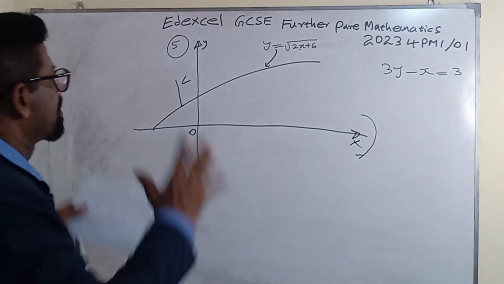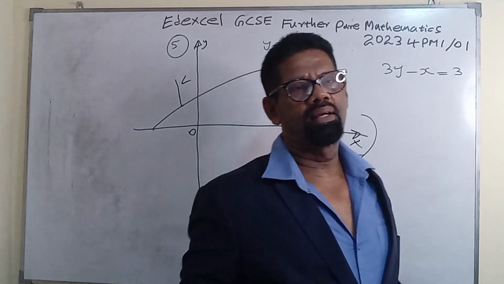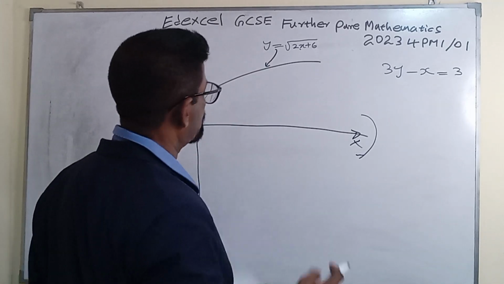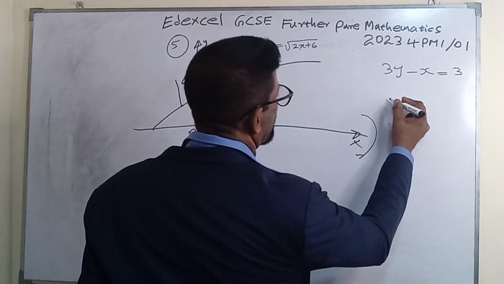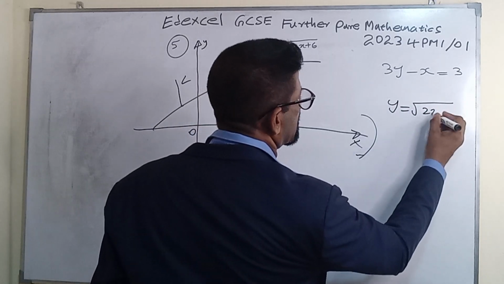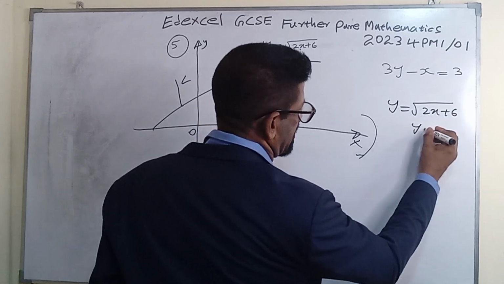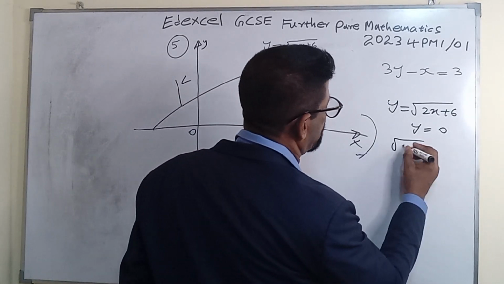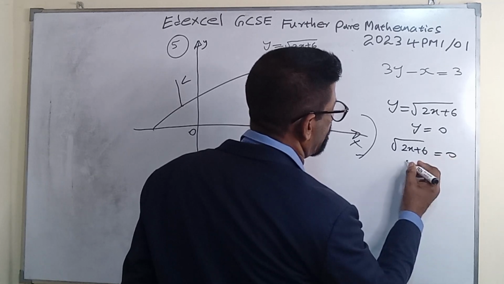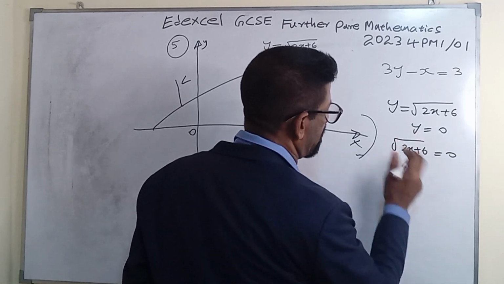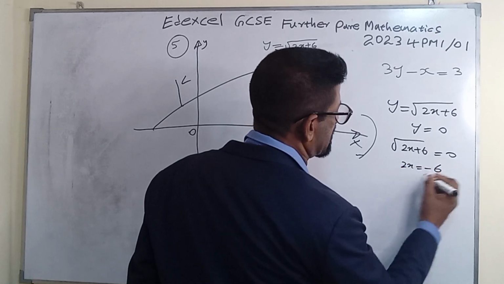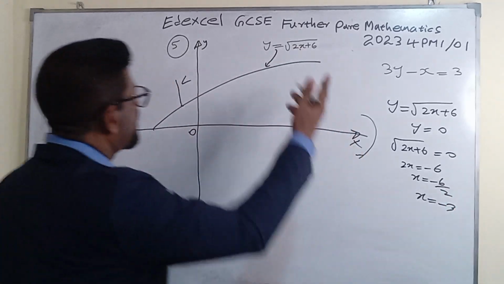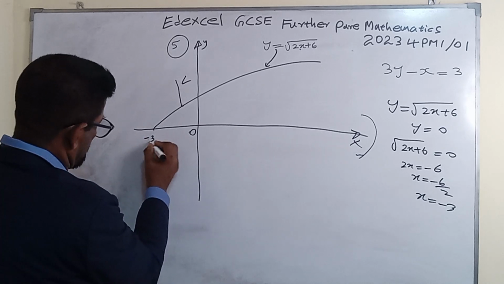First, you can find the intersection points. First, we are going to find where the curve meets the x-axis. We know y equals the square root of 2x plus 6. We put y equals 0, because y equals 0 means the point on the x-axis. So the square root of 2x plus 6 equals 0. Take the square of both sides to remove the root. Then 2x equals minus 6, so x equals minus 6 over 2, x equals minus 3. So the curve meets the x-axis at (minus 3, 0).